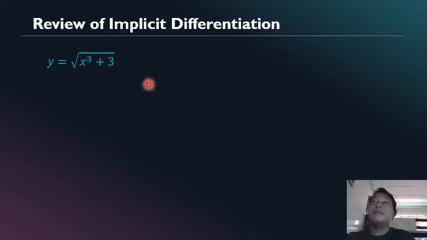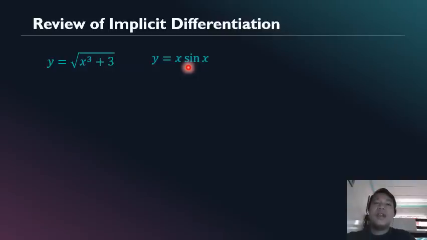Halimbawa, ito pa isa: y is equal to x sin x. So this is a product. Meron kang power function at saka meron kang sinusoidal function. So y is given explicitly in terms of x. So we already know how to get the derivative of this function. Gagamitan mo lang ito ng product rule.